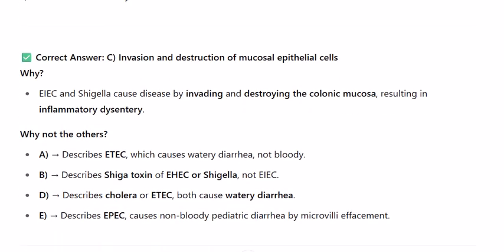Why? EIEC and Shigella cause disease by invading and destroying the colonic mucosa, resulting in inflammatory dysentery. Why not the others? A. Describes ETEC, which causes watery diarrhea, not bloody. B. Describes Shiga toxin of Shigella, not EIEC. D. Describes cholera or ETEC, both cause watery diarrhea. E. Describes EPEC, which causes non-bloody pediatric diarrhea by microvilli effacement.